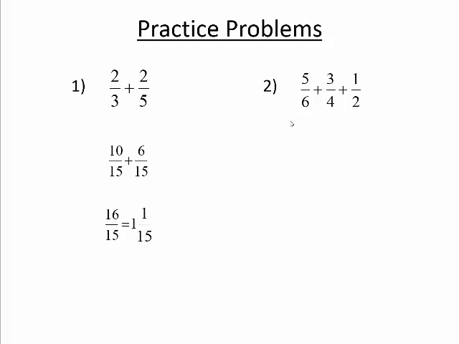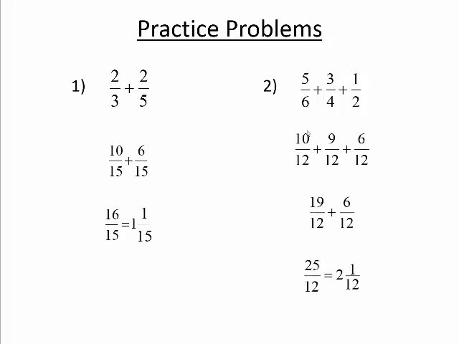All right, let's go over here. Wow, this one's got 3 fractions. So 5/6 plus 3/4 plus 1/2. So you need to look at the denominators. What's the least common denominator here? Well, that would be 12.